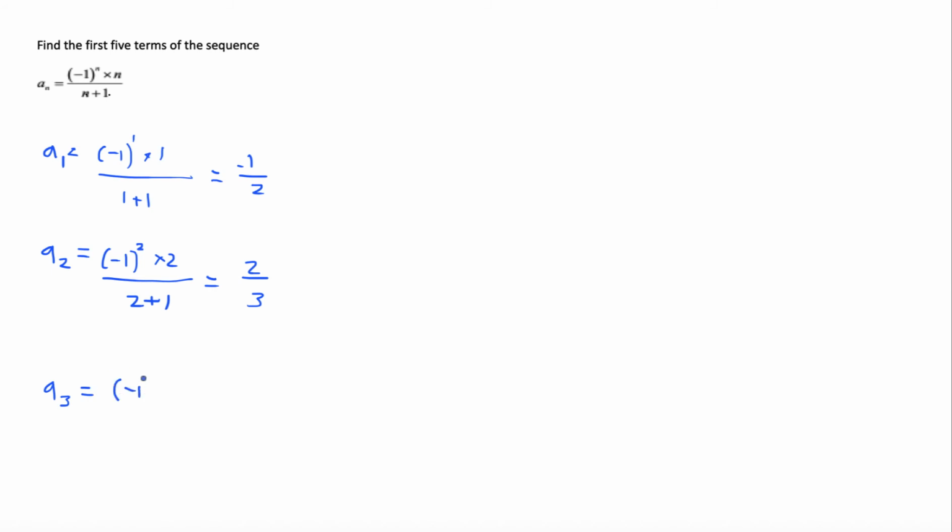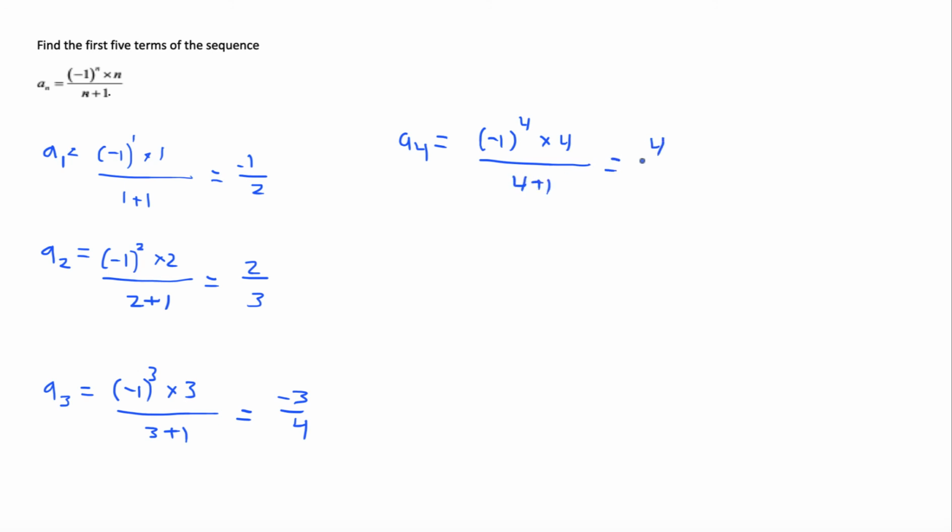a_3 will be (-1)^3 times 3 all over 3 plus 1. Once again, -1 to the third power, that's just -1, so I'm going to get -3/4 here. Okay, and when we do the last 2 terms, a_4, we're going to have (-1)^4 times 4 all over 4 plus 1. That should give us a positive 4/5.